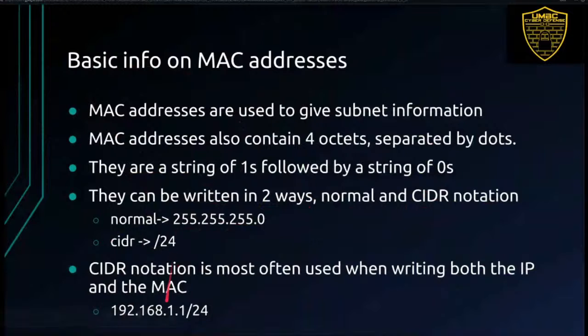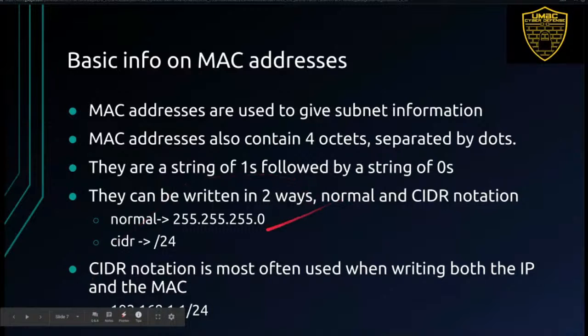The CIDR notation is usually tacked on to the end of the IP address, and it's basically telling you how many 1s are in the mask. So since it's 255.255.255.0, that mask has 24 1s. It's just a /24. Generally, this is my preferred way, and a lot of people's preferred way of representing it, just because it's more compact than writing a whole other set of 8 octets.